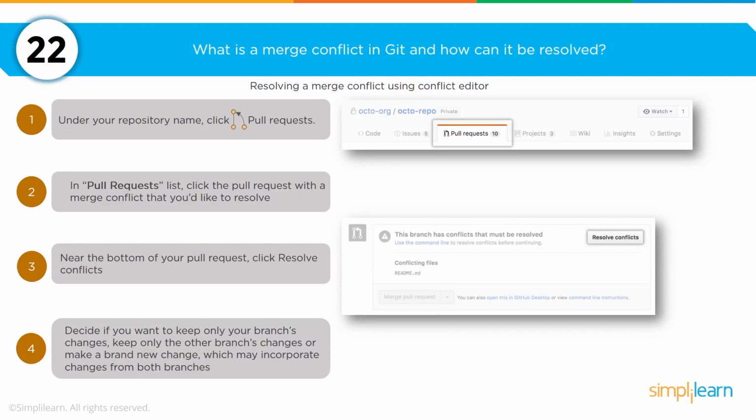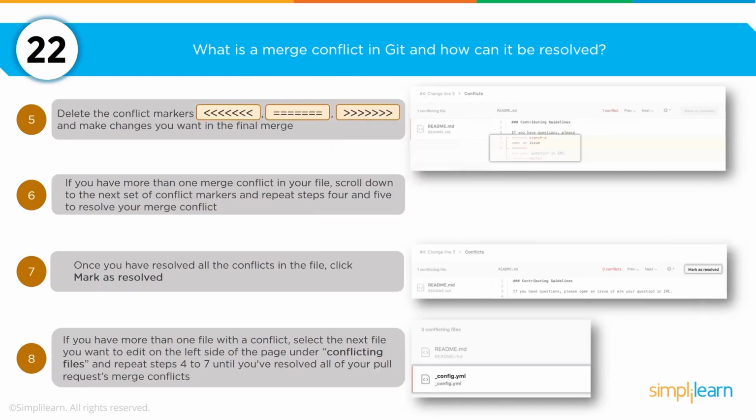And then if you need to make a decision on which branches you want to keep or which ones you want to change, that will have to be something you put in instructions inside of the file. You'll actually see that there are conflict markers within the instructions which are going to ask you which files you want to change and which ones you want to keep. If you have more than one merge conflict in your file, scroll down to the next set of conflict markers and repeat steps 4 and 5 until you resolve all of the conflicts.